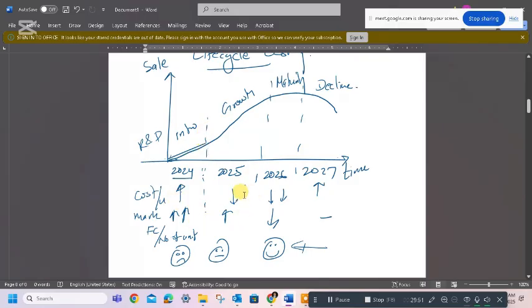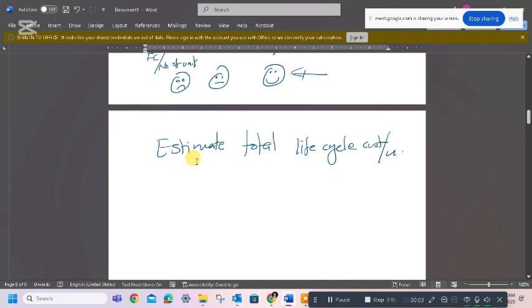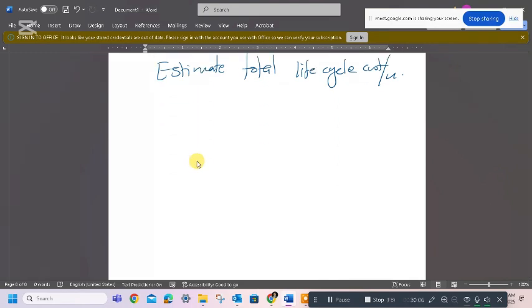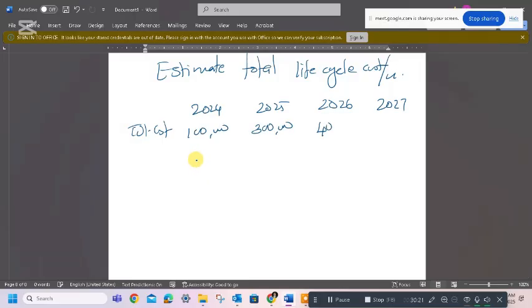That can be hard, but conceptually, this is what life cycle costing says. Don't have different cost figures for the same product in different years. Let's forecast the total cost for the entire life cycle at once. Then use the same cost every year. If I simply put it, okay, 2024, 2025, 2026, 2027. Let's say total cost each year: 100,000, 300,000, 400,000, 250,000.